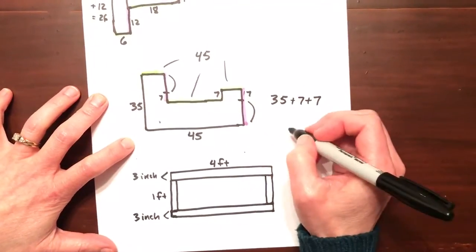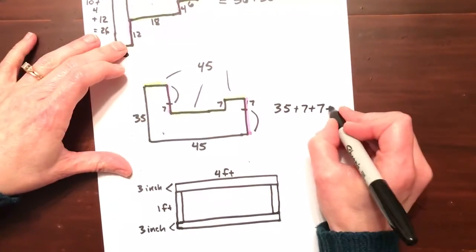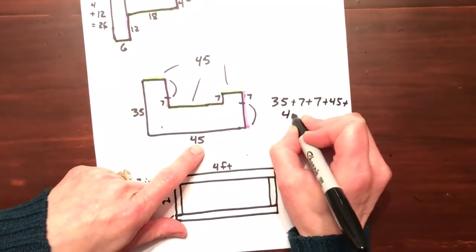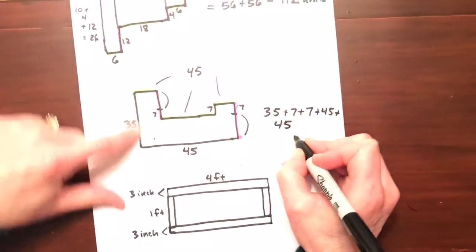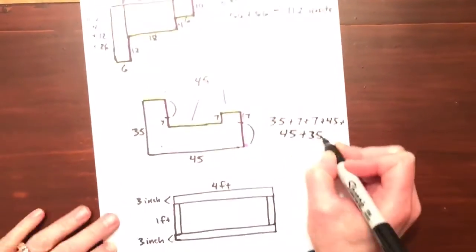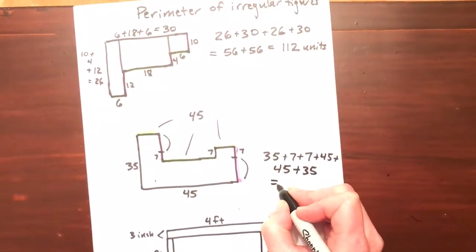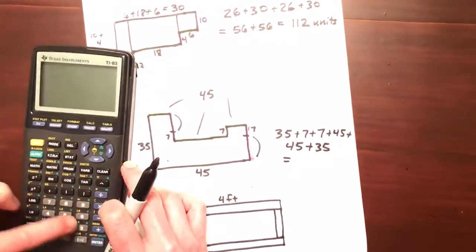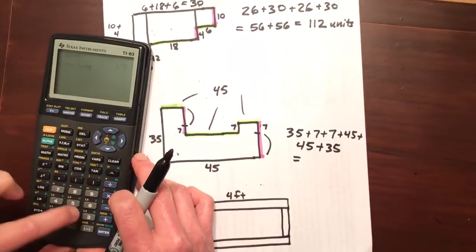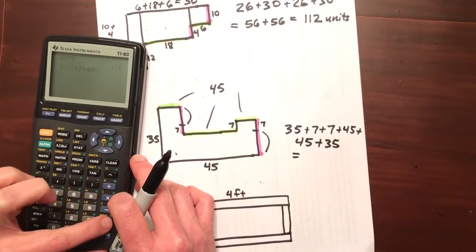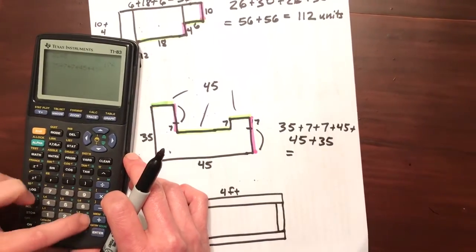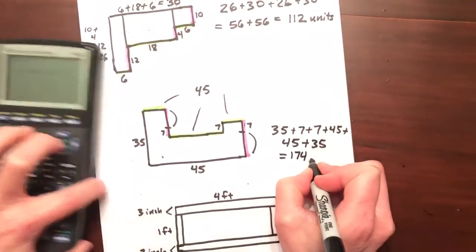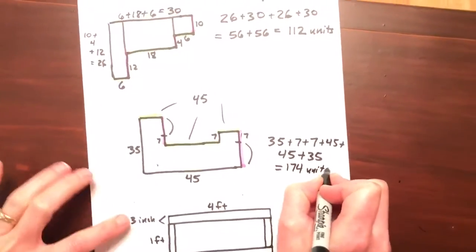And then I'm going to take the 45 that I found for the green sides and the 45 on the bottom and this 35 on the side and add those all together. Give me a moment to use my calculator. So I'm going to do 35 plus 7 plus 7 plus 45 plus 45 plus 35. So 174 units will be the perimeter around that figure.